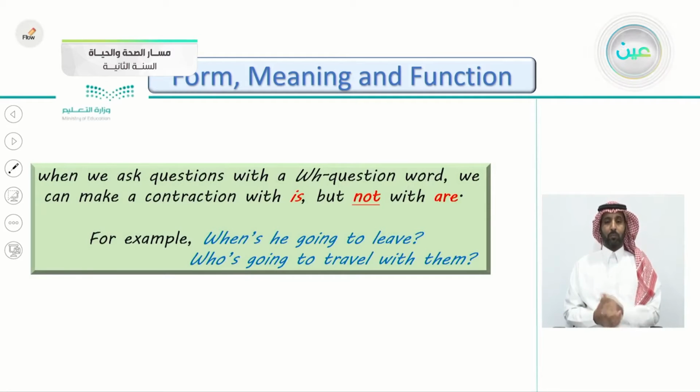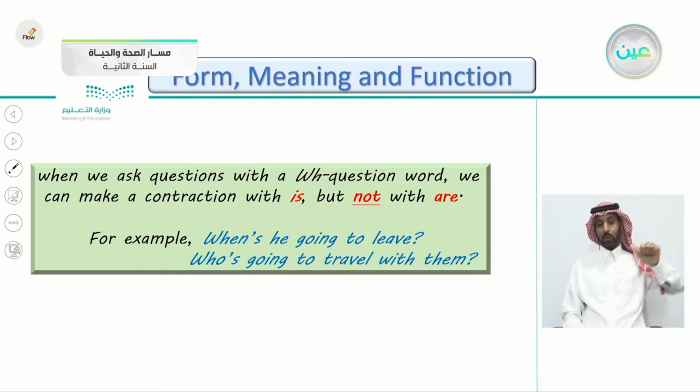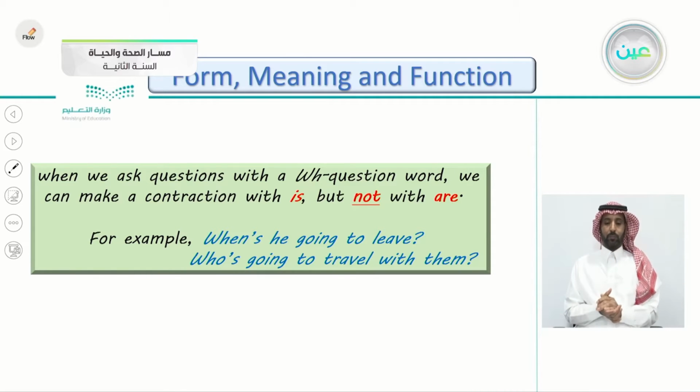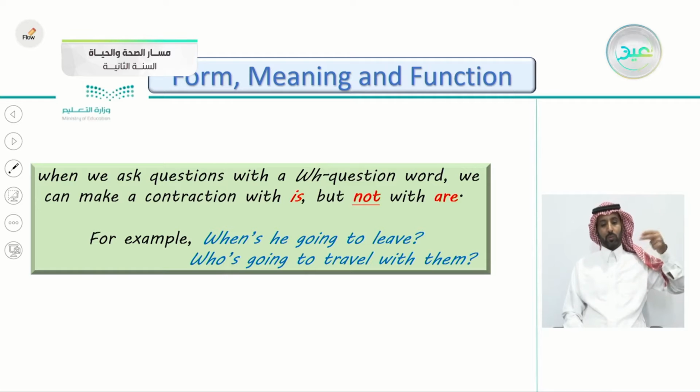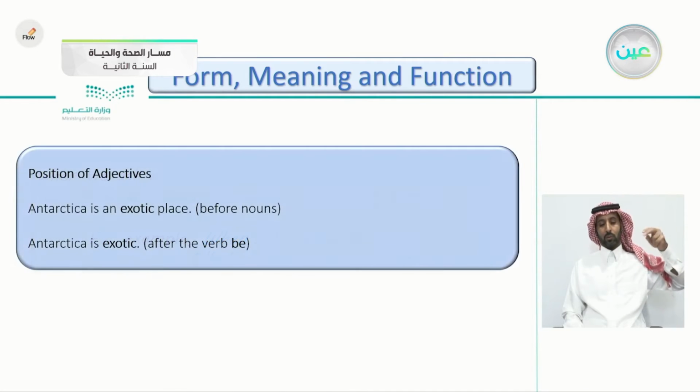When we ask questions with a WH question word, we can make a contraction with is, but not with are. You can make it short with is, but not with are. For example, when is turns into when's. When's he going to leave? Who's going to travel with them? You can't use it with are.